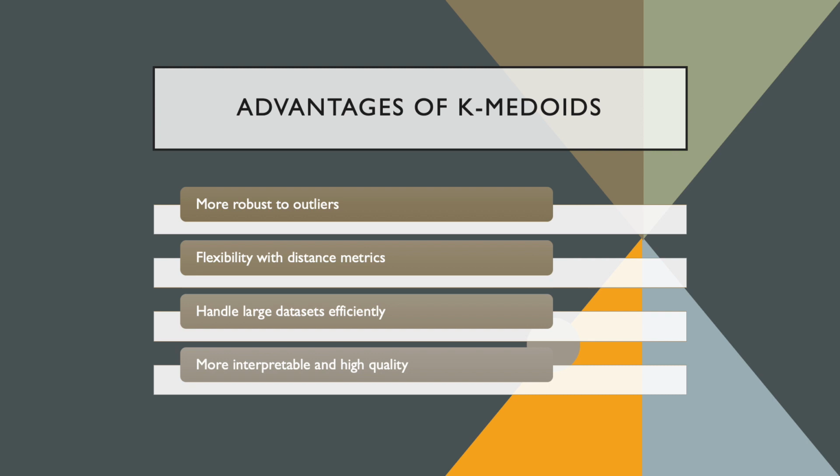K-medoids is capable of handling large datasets as it only needs to compute the pairwise distance between data points and medoids rather than all data points. This algorithm is more interpretable since it uses actual data points. Therefore, it helps understand the characteristics of each cluster. Finally, k-medoids produces high-quality clusters for datasets with non-spherical clusters.